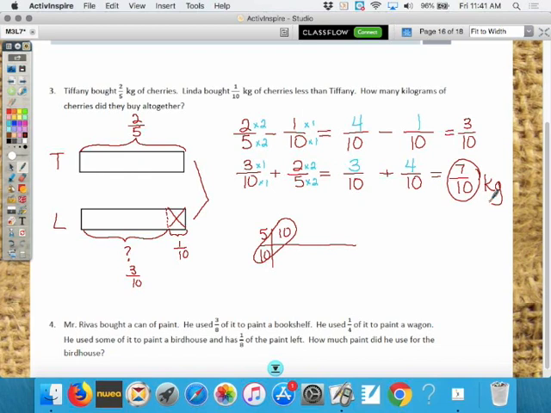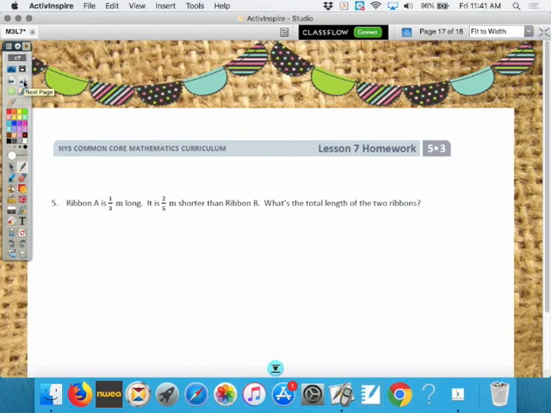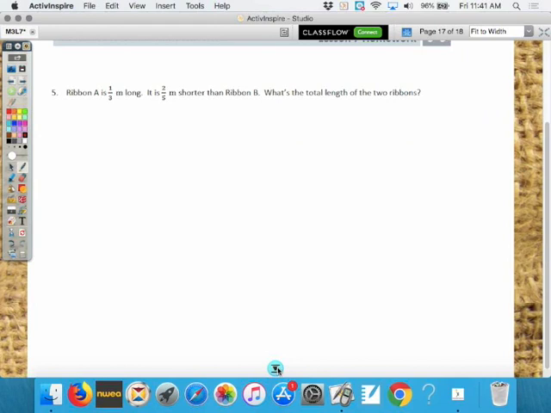Let's do another one. We're going to do number 5. And it'll be the last one. This one's similar because we've got 2 things here. We've got ribbon A and ribbon B. So let me go ahead and read it. Ribbon A is 1/3 meter long. What do you think it is talking about? It is shorter than ribbon B. Which ribbon? Ribbon A, okay? So A is shorter than B. What is the total length of the two ribbons?